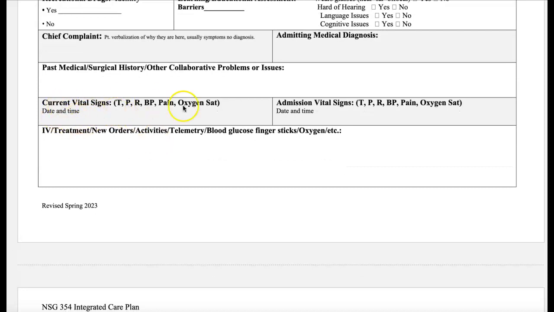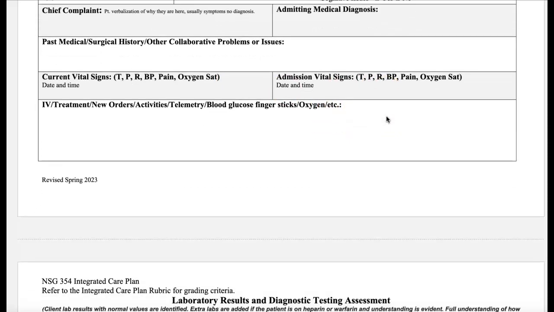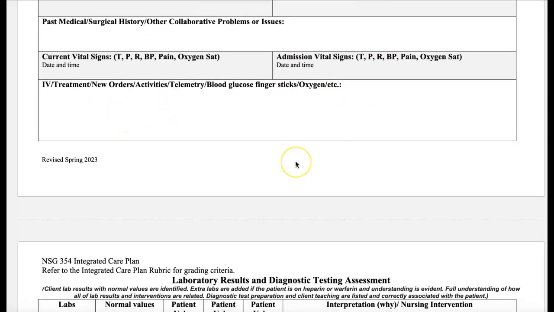Make sure that you have a current set of vital signs and compare that to the admission vital signs. Now, this part here, the IV treatment, new orders, activities, those are the things that literally everything that we do for a patient, we have to have an order for. So obviously you wouldn't have to put the diet in here because you've already covered that above there.